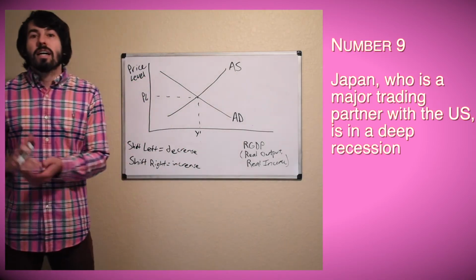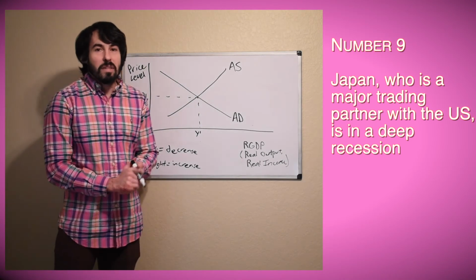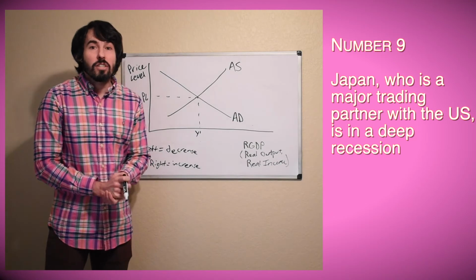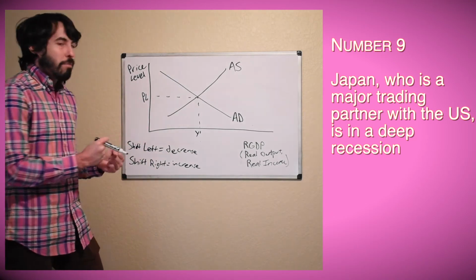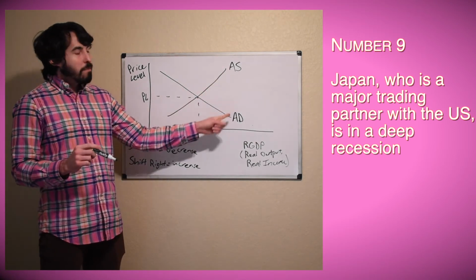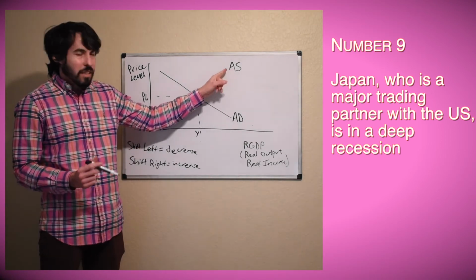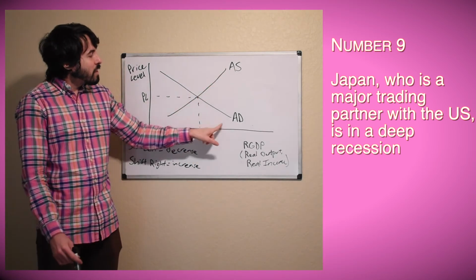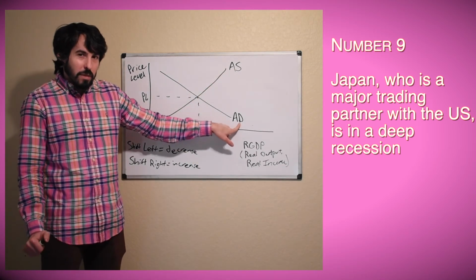Finally, I want to look at number 9. This one is talking about Japan. Japan, who's a major trading partner of the United States, is in a deep recession. Okay, they're a trading partner, they're in a recession. Is that going to affect aggregate supply or aggregate demand? Well, I don't see how that's going to make it easier or harder to make anything, since a country across the world is in a recession. So I think it might affect aggregate demand.